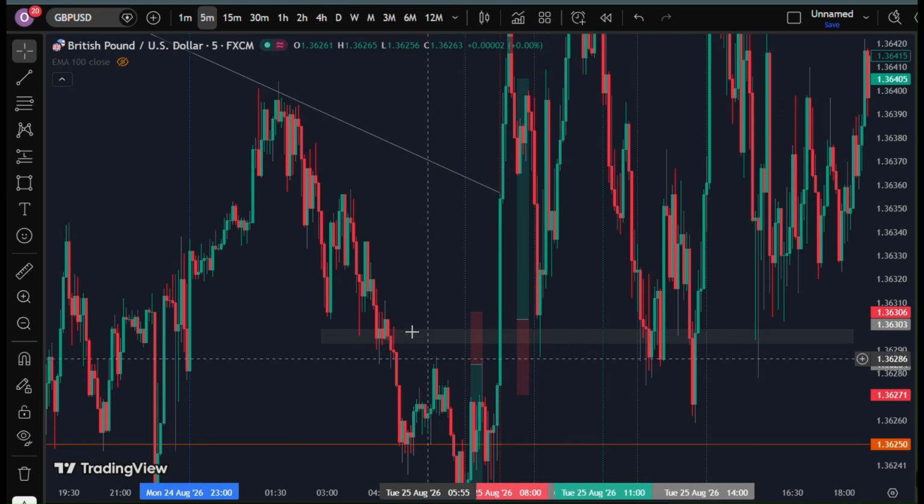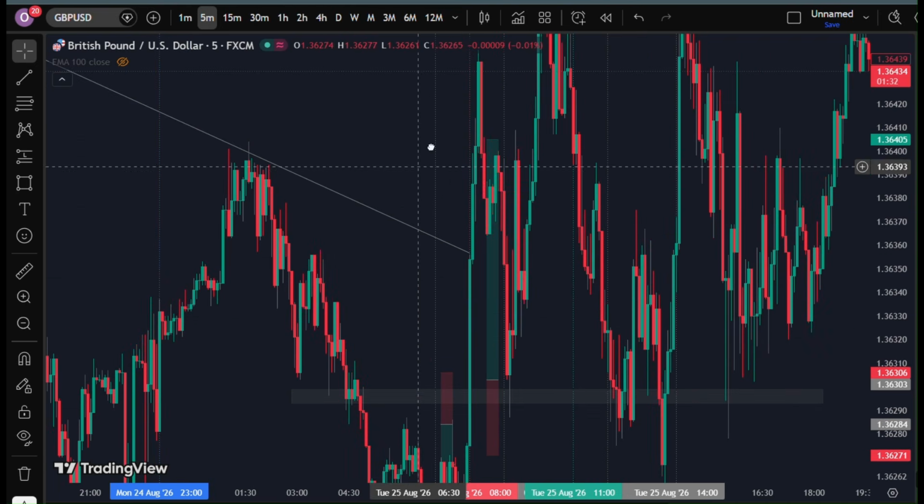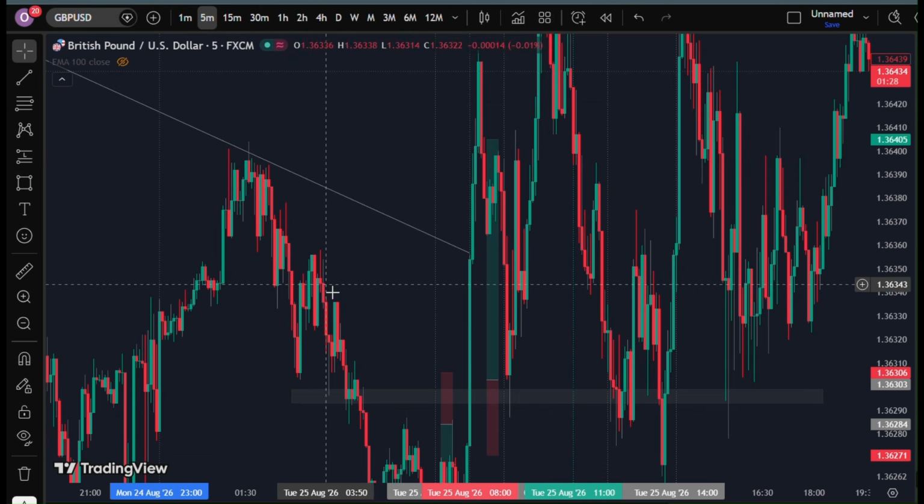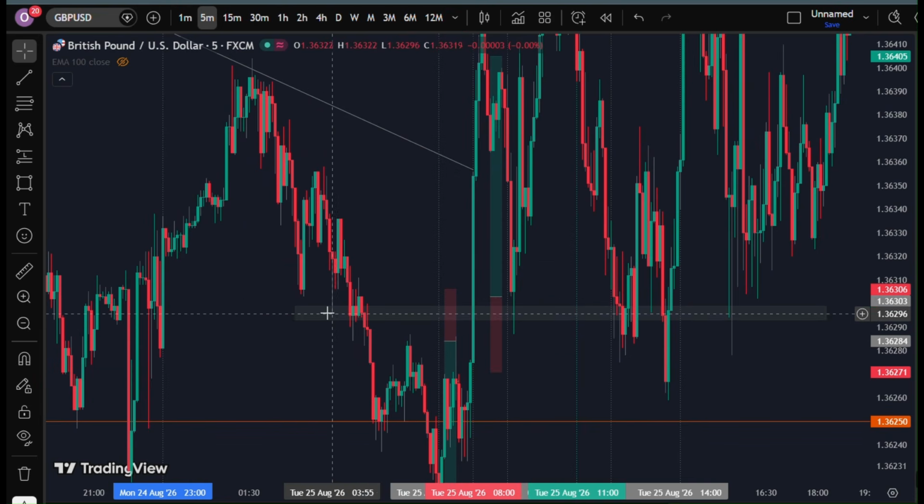They took out all this liquidity. Really, they took out this liquidity. They gave us another opportunity to enter. That's why I took my entry. I did not see anything here to enter. I did not see any price action here to enter.